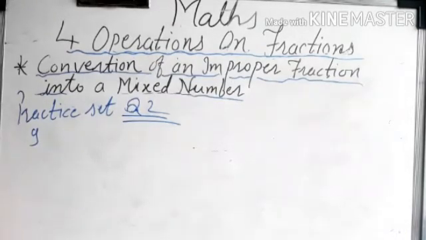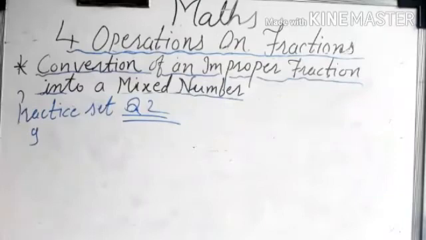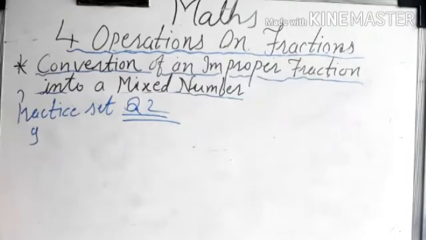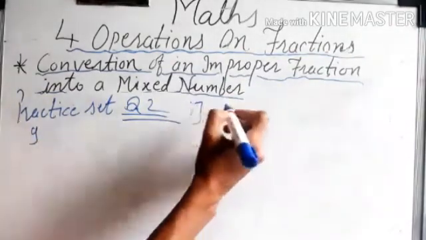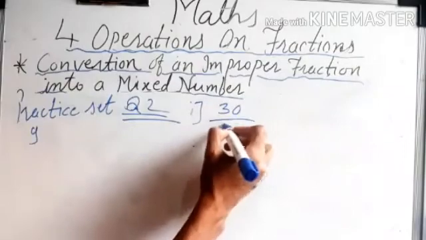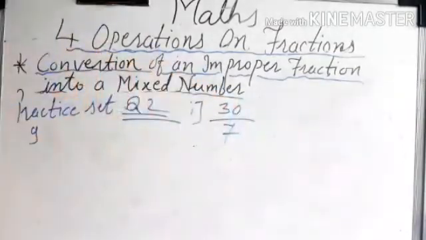But see the examples. Which type of fractions are they? They all are improper fractions. Why? Because the numerator is bigger than the denominator. So let's see the first example. Question number 2, the first example is 30 upon 7. So how to do this?